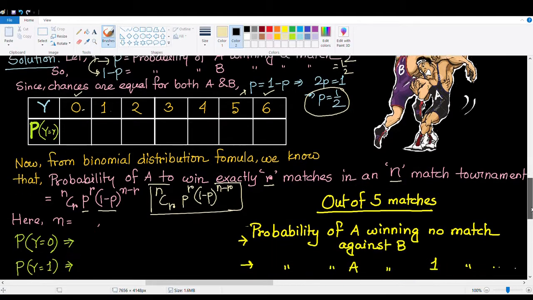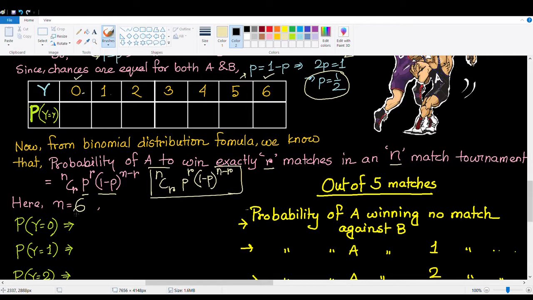Now here, N is 6 for the question. Total number of matches or total number of trials is 6. And R, in this case, we can say that R equals Y, right? Small y equals 0, 1, 2, 3, 4, 5, and 6. Right? So for all these values, we have to determine the values of the probability.